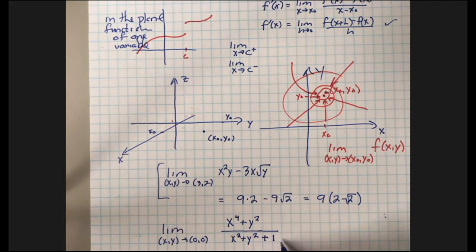Now, top and bottom are polynomials in x and y. And so they're definitely continuous, and that means their limit exists and matches the value of the function at that point. So I can plug in 0 and 0. And when I plug in 0 and 0, notice that the denominator is equal to 1. So I'm evaluating the limit by checking the value at that point. I only am allowed to do that because I know this is continuous. At 0, 0, the limit of this function is 0.